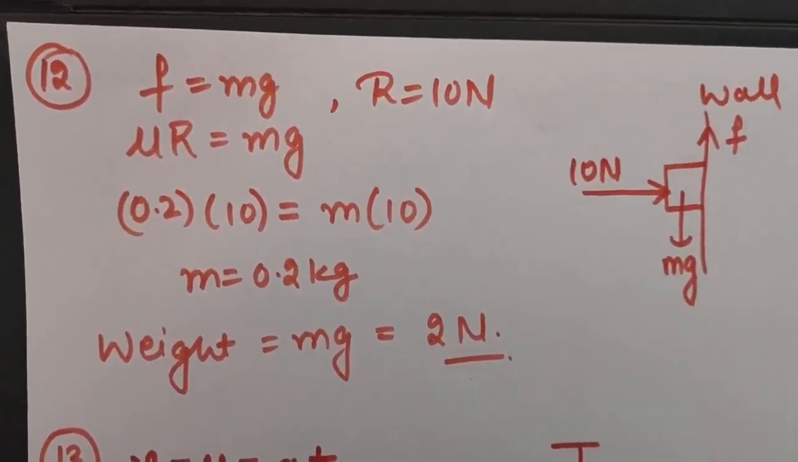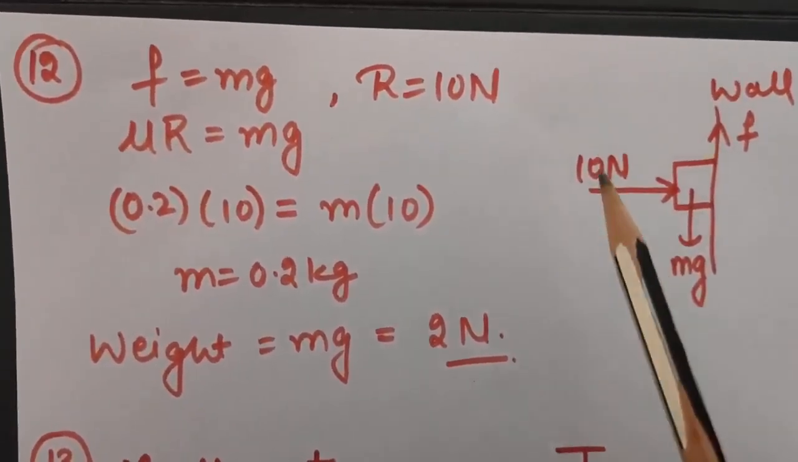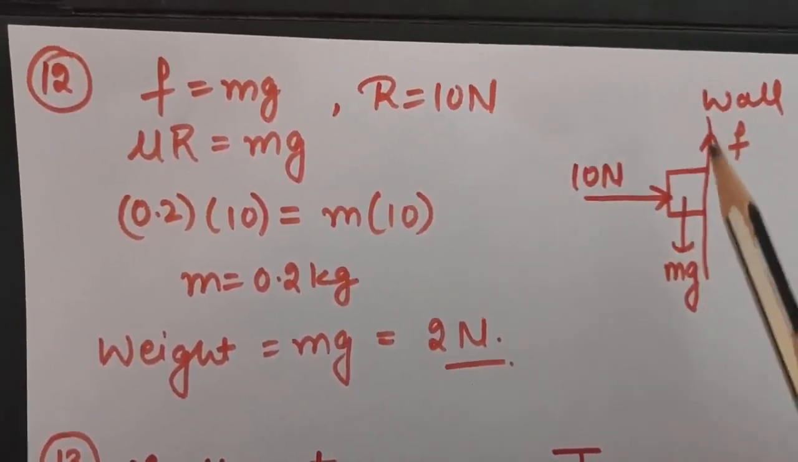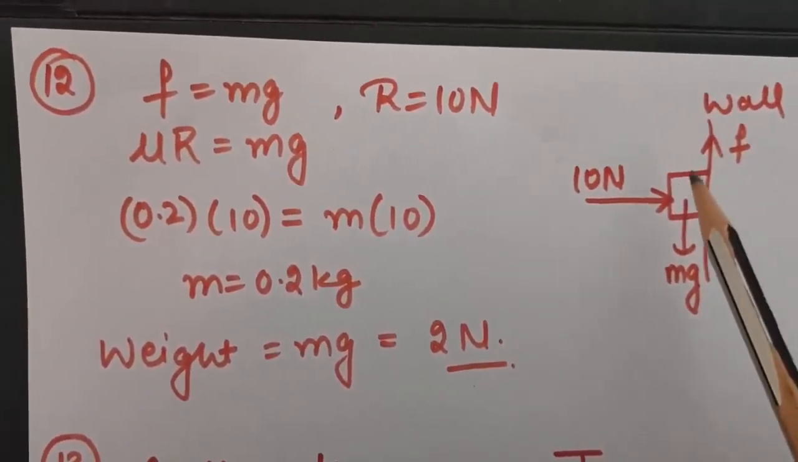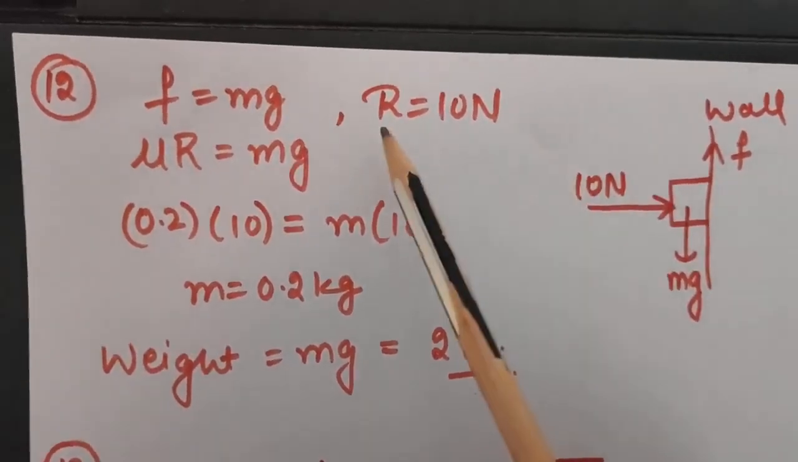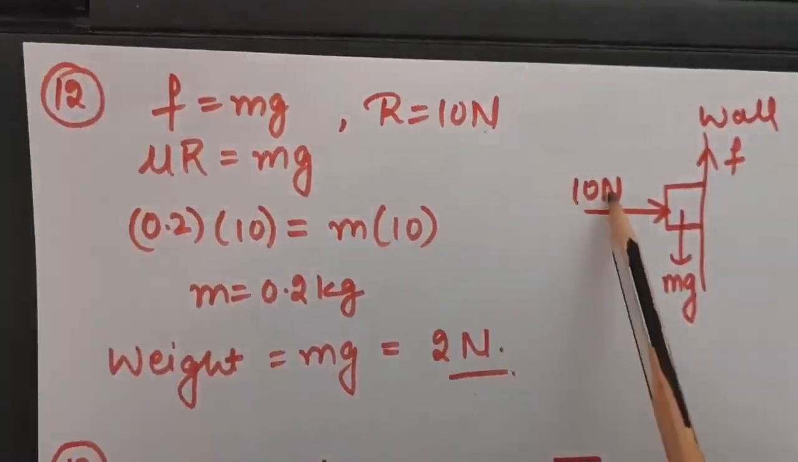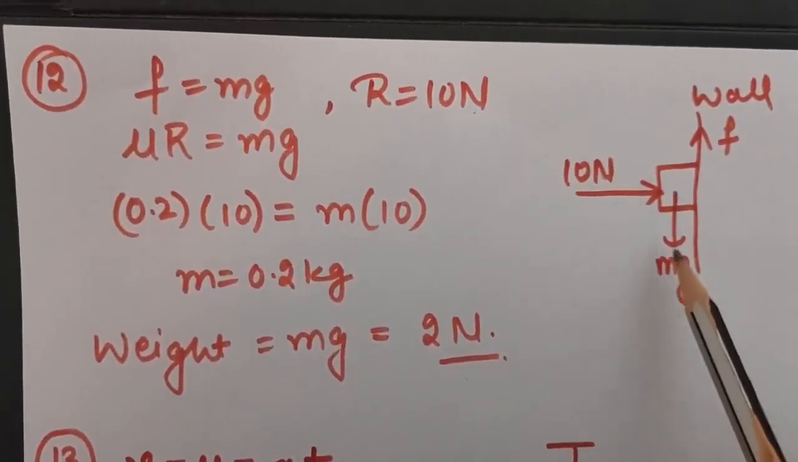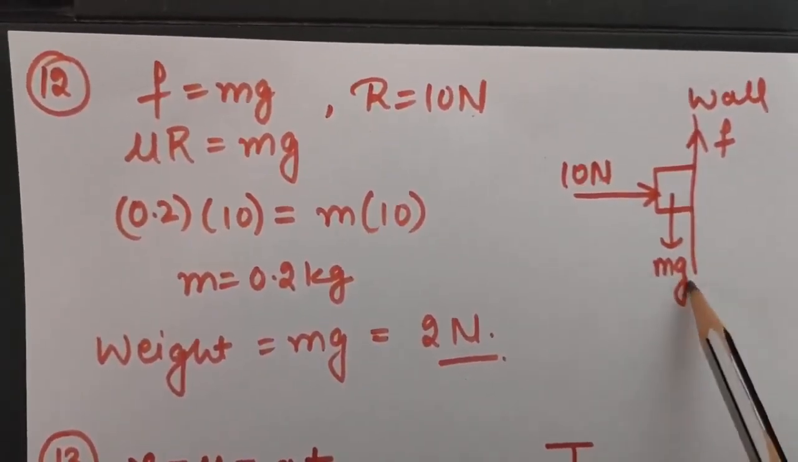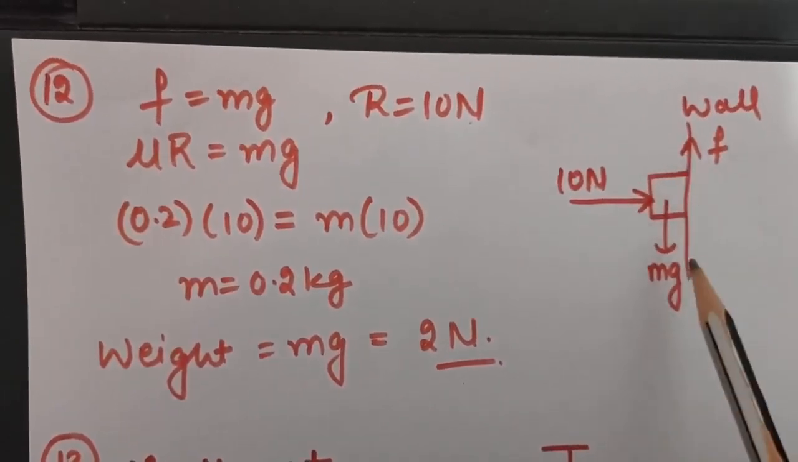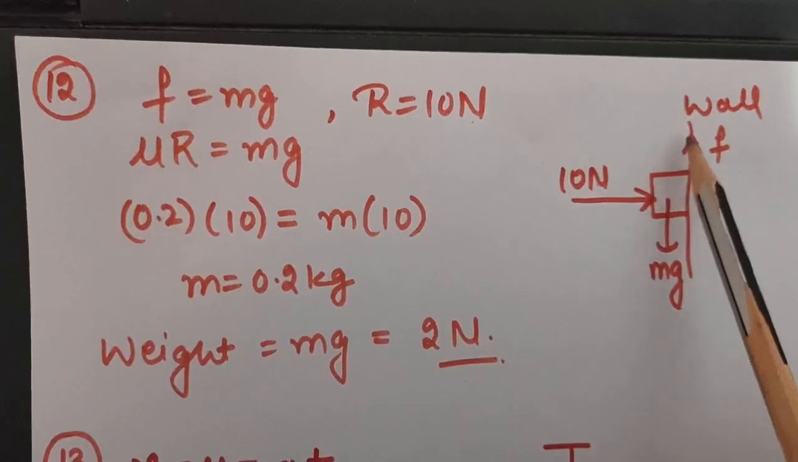Okay, so now clearly understand the forces here. If you are applying a force of 10 newton to the block, the wall will also apply a reaction force on the block. That reaction force will also be equal to 10 newton because action and reaction are always equal. Now the weight of the block is acting downward, that is mg. And because there is friction between the wall and block, the friction force will be acting against mg, in this direction.